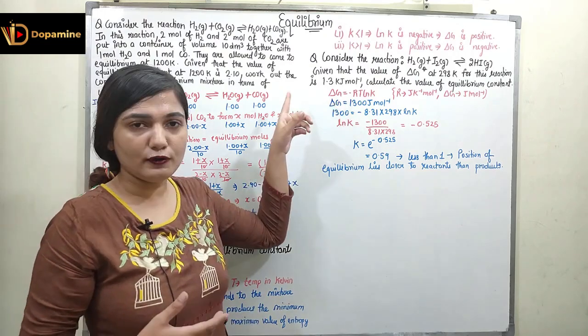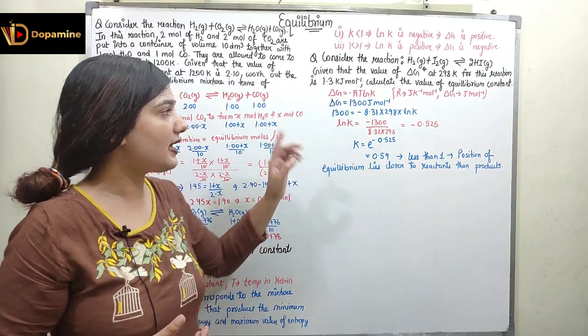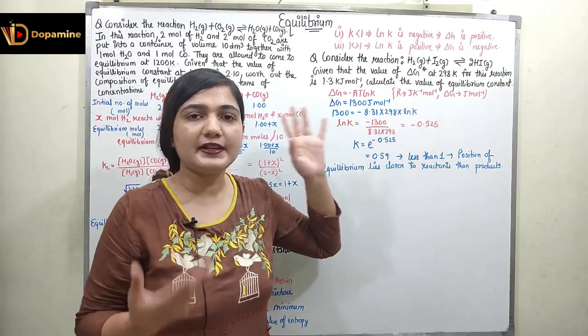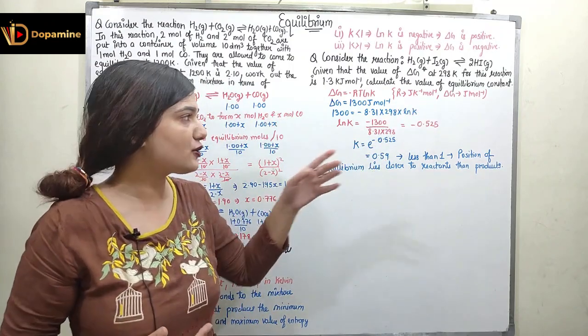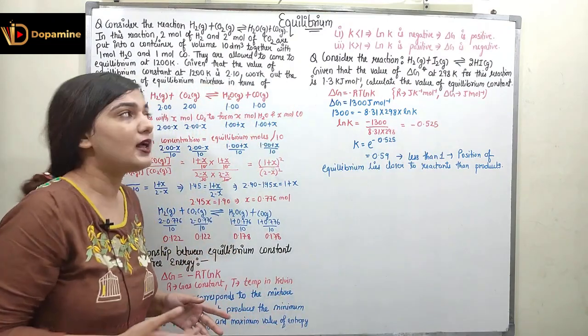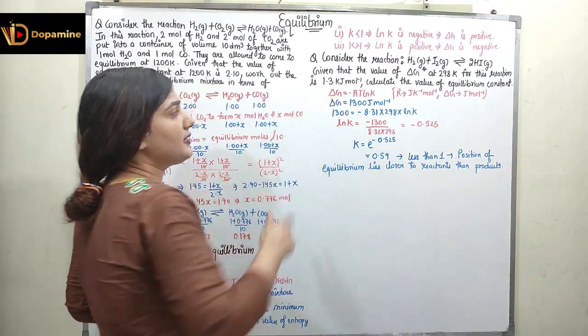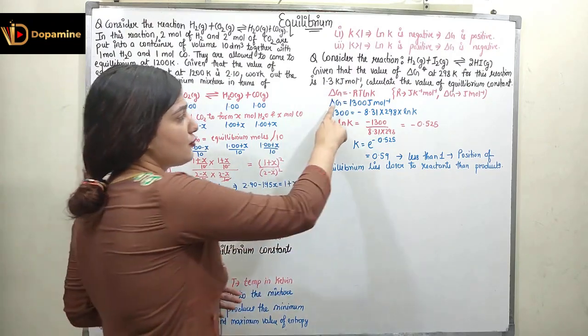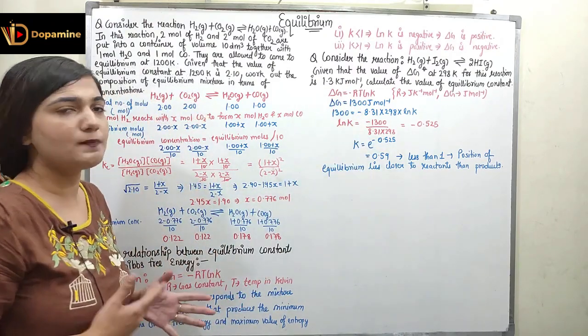So delta G, we all know the relation, is minus RT ln K, and R is here presented in joule per Kelvin per mole, and the temperature is in Kelvin, right? So now here I can say delta G should be represented in joule per mole. But the delta G is given in kilojoule per mole, so we first have to convert it into joule per mole. So delta G can be written as 1300 joule per mole.